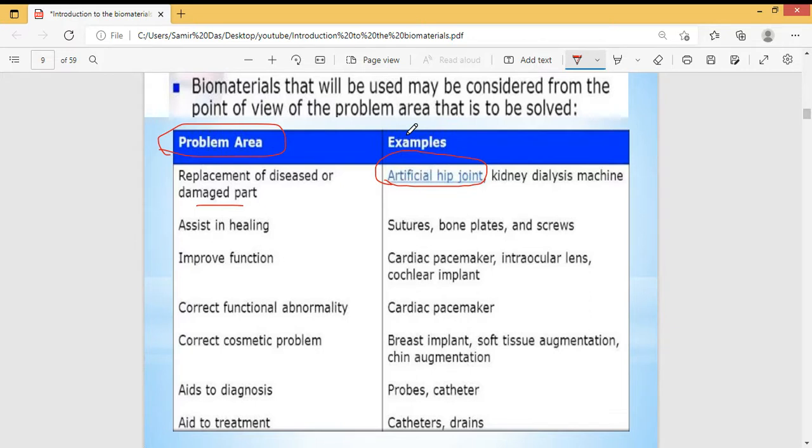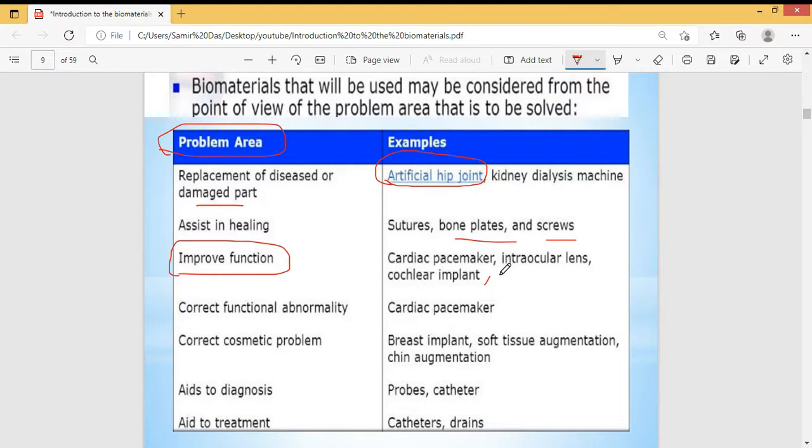Other problem areas are like assisting in healing. For assisting in healing we use bone plates, screws, etc. For improving the function of the body or other body parts: sometimes in an accident our hands and legs are broken, so to improve the function of that broken part we use this kind of implant. This is what I have mentioned for accidental damage.